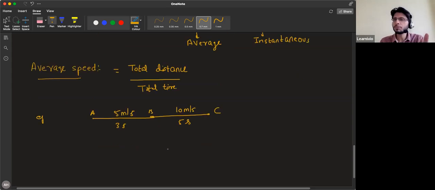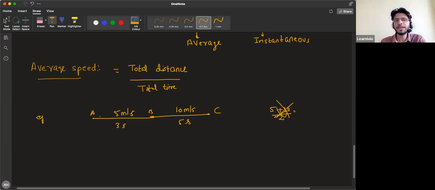The first common mistake is what some students do, they just take the average, 5 plus 10 by 2. It's not average speed. It's a very common mistake. Average speed is always total distance divided by total time, not the mean of these. In some special cases, average speed is equal to the mean of individual speeds, but not always. So don't use this ever.